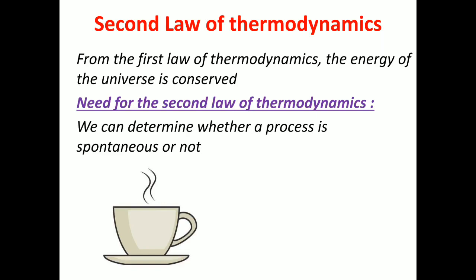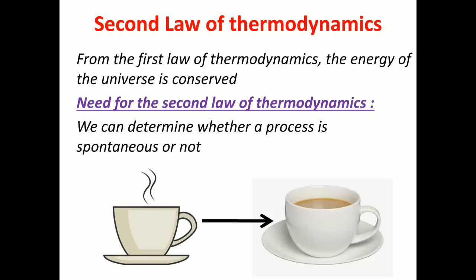Let us consider one example. A glass of hot tea over time loses heat energy to the surroundings and becomes cold spontaneously, which means without any external aid. But what about the opposite process? Will that happen spontaneously without any external aid? From your own experience, you know this will not happen. So, this process is not spontaneous.